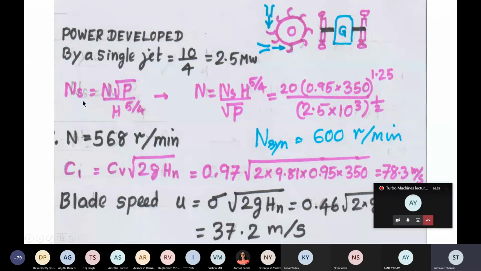So specific speed is N into root P by H power 5 by 4. So from that, N should be Ns into H power 5 by 4 divided by root of P. So that gives you around 568 revolutions per minute. So on the right side, I have put some 600 revolutions per minute. Can you guess what it is?